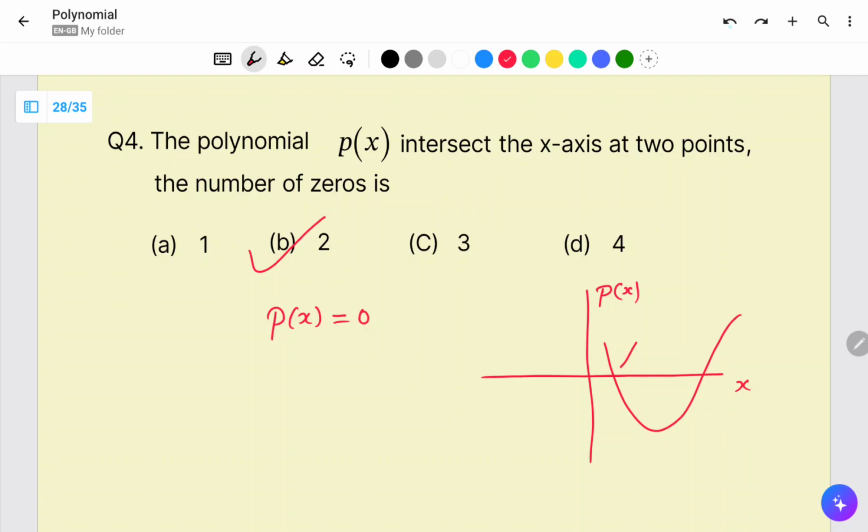Or we can have a graph like this also. Suppose the graph is like this. So at this point, p(x) is 0, and at this point, p(x) is also 0. So therefore, at two particular values of x, p(x) becomes 0. So the correct option is option B. That is 2.